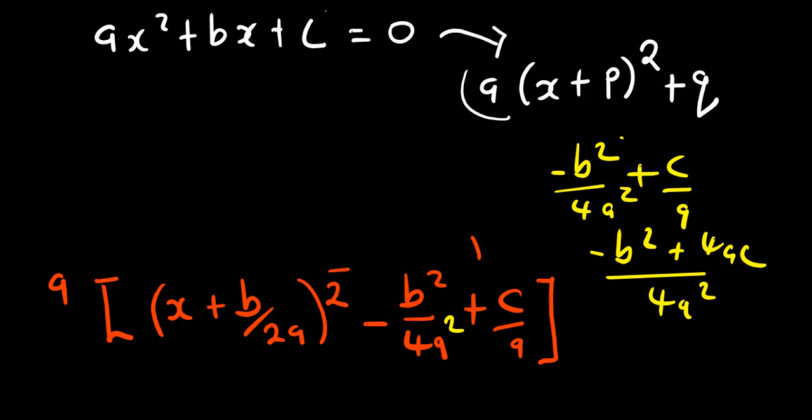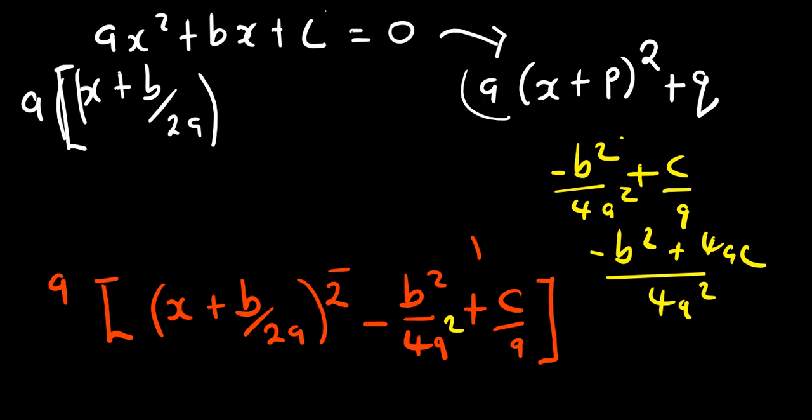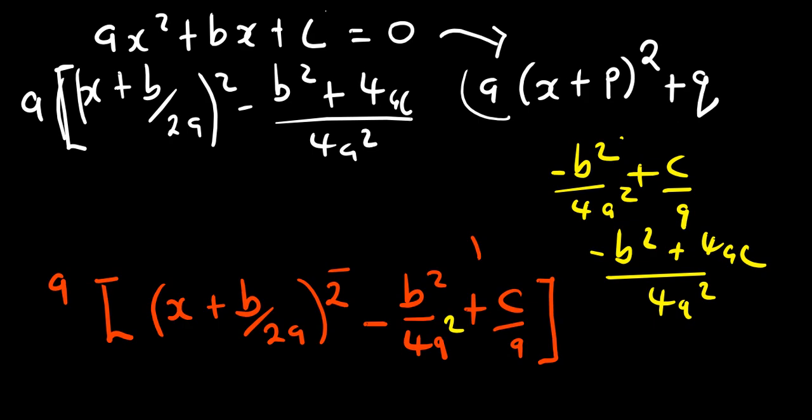Then so now what are we going to have? We are going to have our a in this case, and we have our x plus b over 2a. Let's put this as a big bracket. This is squared. You have your minus, now you have your b squared plus 4ac over 4a squared, like that. This is in a big bracket like that.